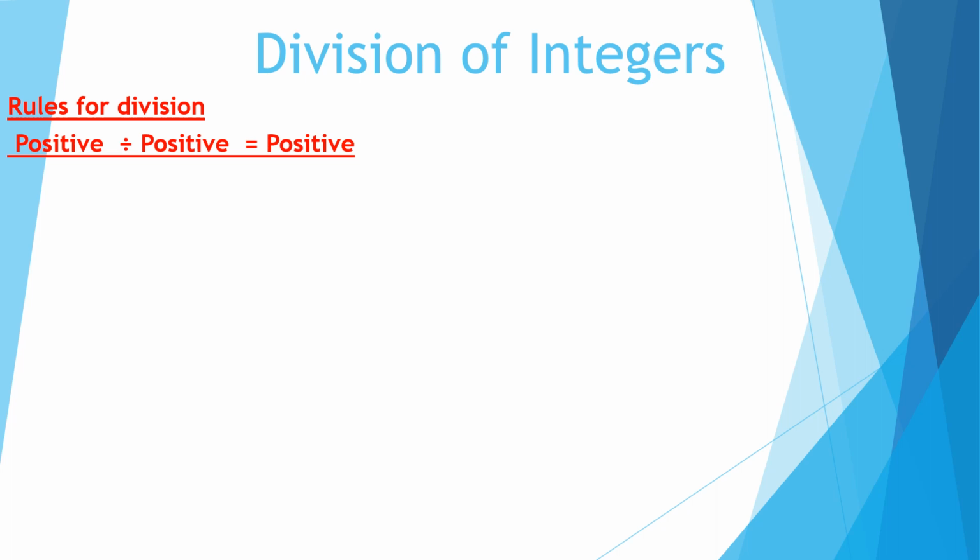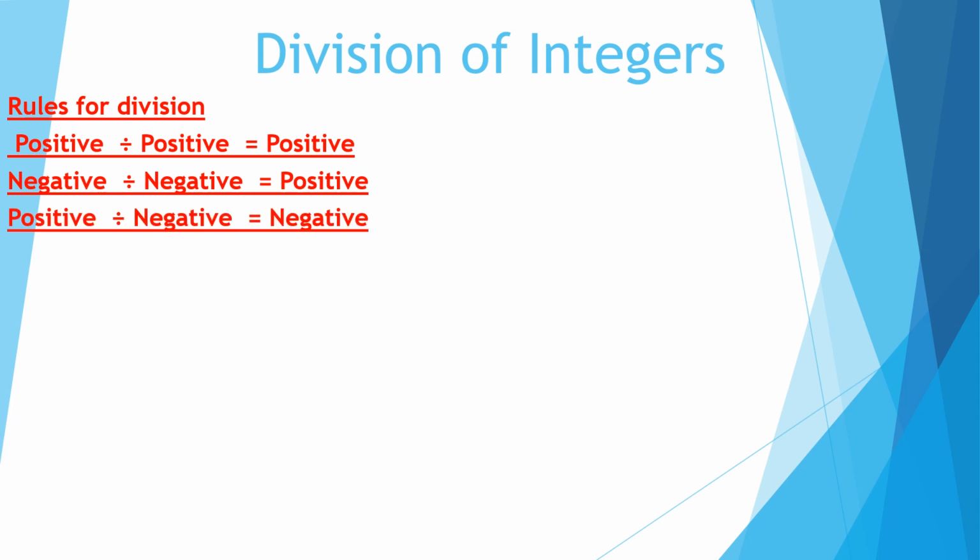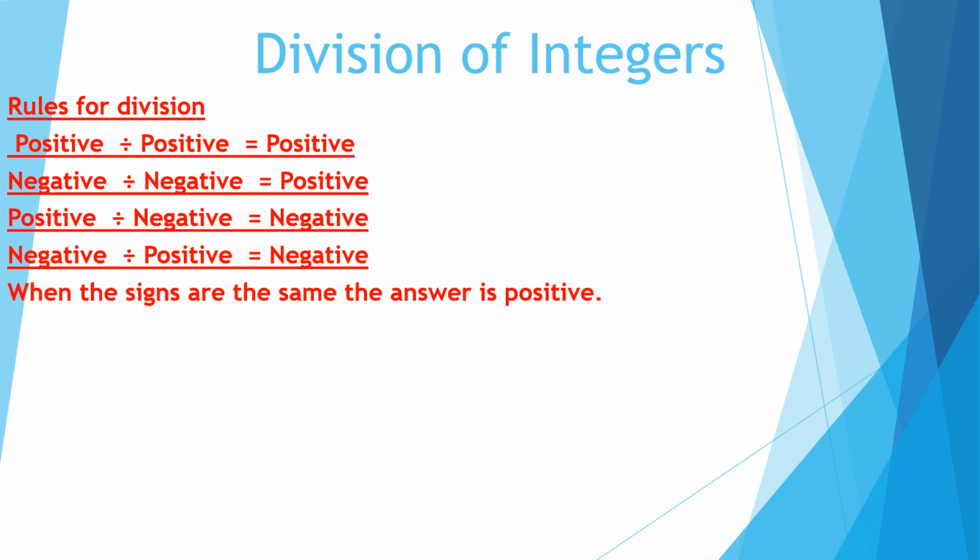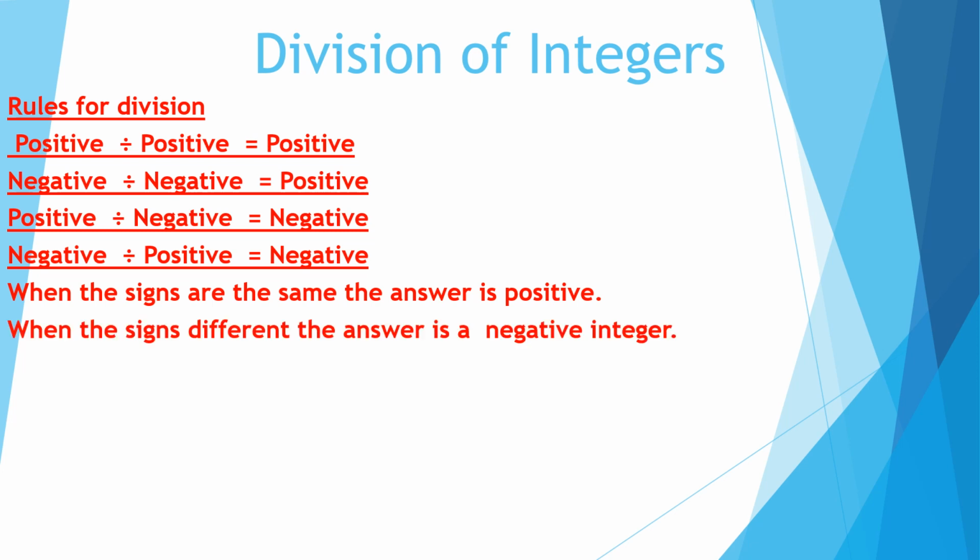Rules for division. Positive divided by positive is equal to positive. Negative divided by negative is equal to positive. Positive divided by negative is equal to negative. Negative divided by positive is equal to negative. When the signs are the same, the answer is positive. When the signs are different, the answer is a negative integer.